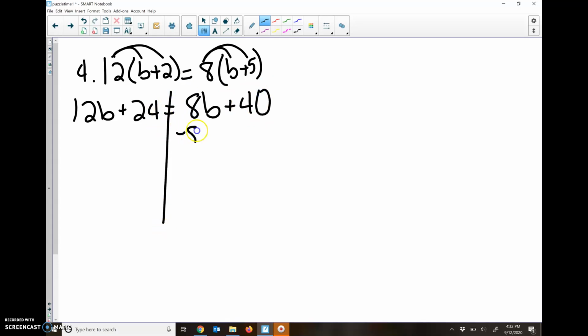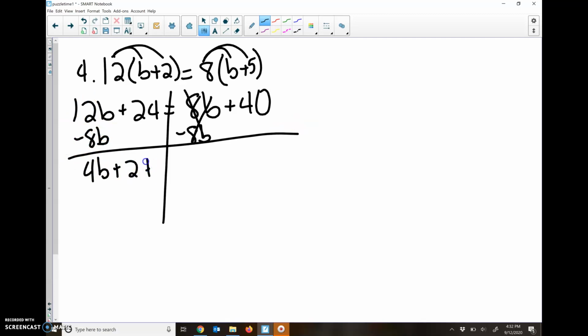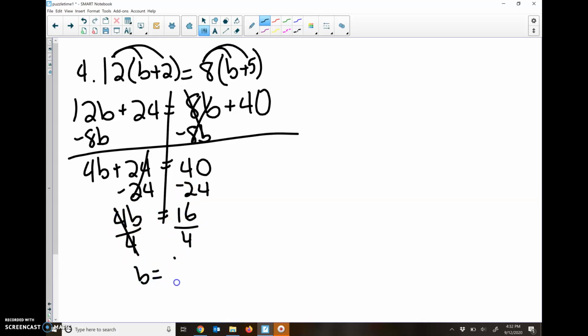Same thing, I'm going to subtract 8b, so I end up with a positive b. So do that to each side. 12 minus 8 is 4. So 4b plus 24 equals 40. So let's subtract 24 from each side, because it's plus 24. 40 minus 24 is 16. 4 times b, I'm going to divide by 4. So I end up with b equals 4.